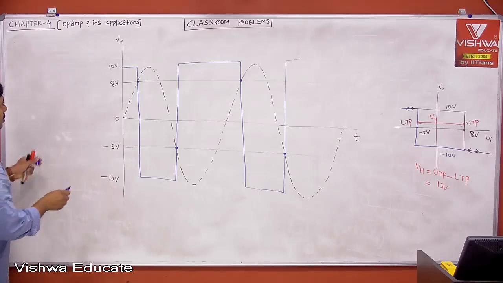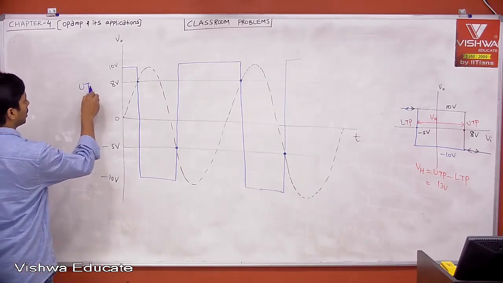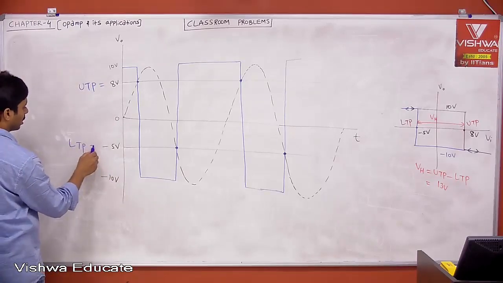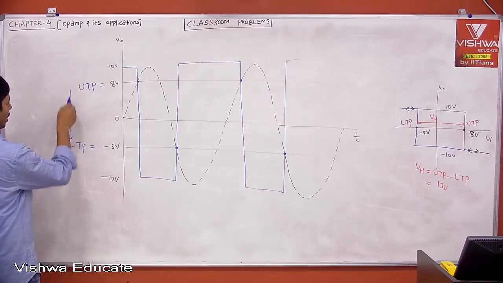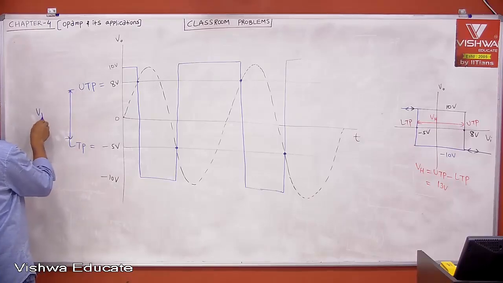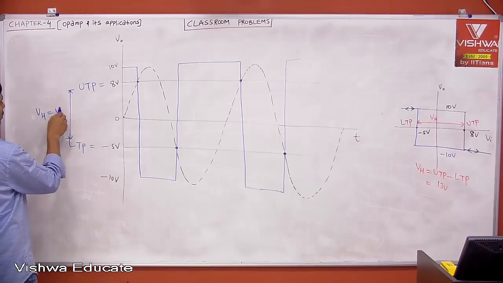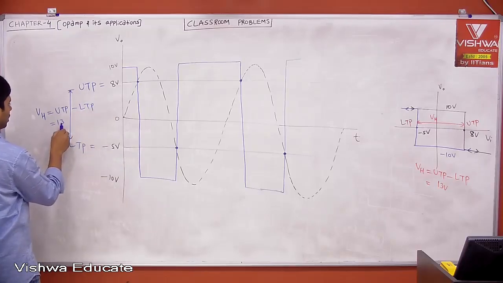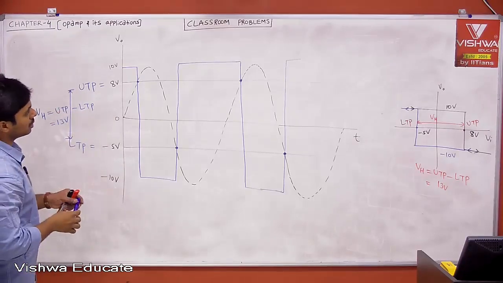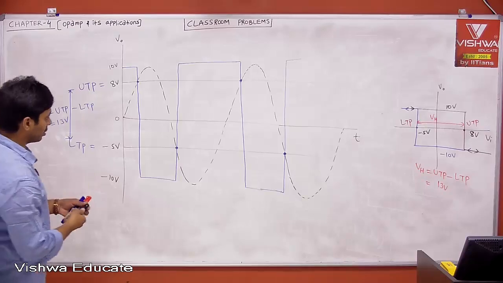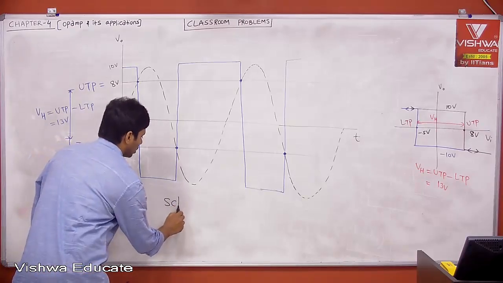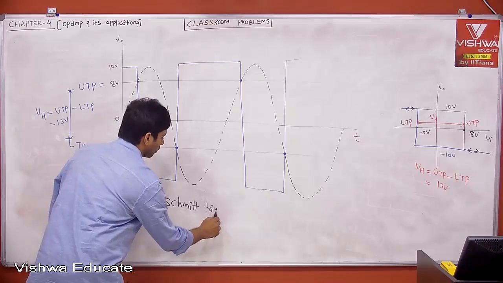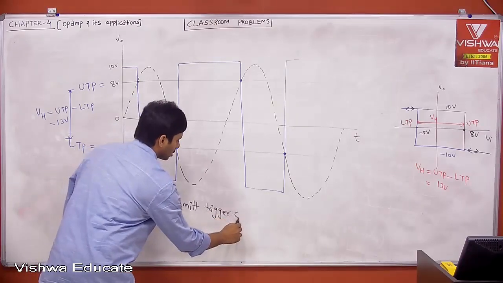Therefore, this is your UTP, upper triggering point, and this is LTP, lower triggering point. In between, whatever you have, this is the hysteresis voltage, which is UTP minus LTP, which is 13 volts here. And this is called the Schmitt trigger circuit, which has a hysteresis curve.